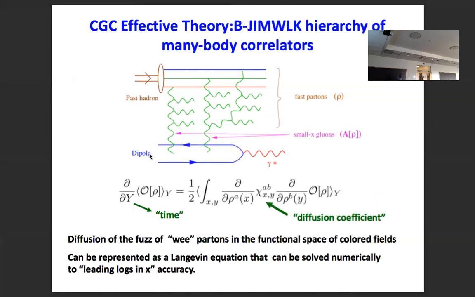And because it's a functional Fokker-Planck equation, every Fokker-Planck equation can be represented as a Langevin equation. And this Langevin equation can be solved numerically to leading log accuracy.